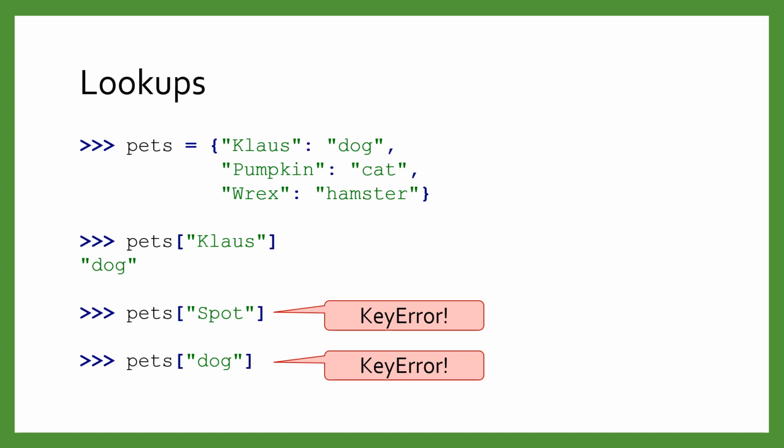When we perform dictionary access, we give a key, and the dictionary access expression is replaced with a corresponding value. If the key is not in the dictionary, a key error is raised. A common mistake is to use a value instead of a key, which will also cause a key error.